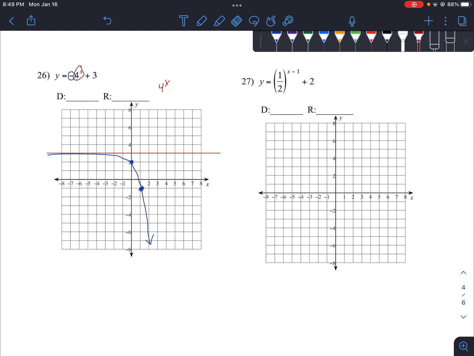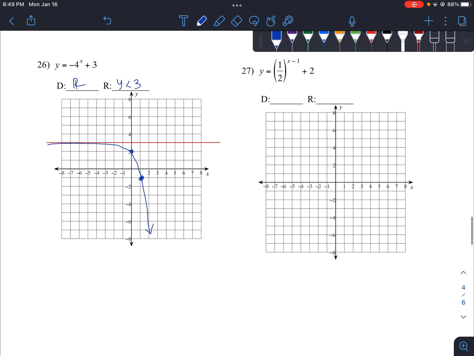Domain, still going to be all real numbers. And the range will be y is less than positive 3. So this right here is the line y is equal to 3.